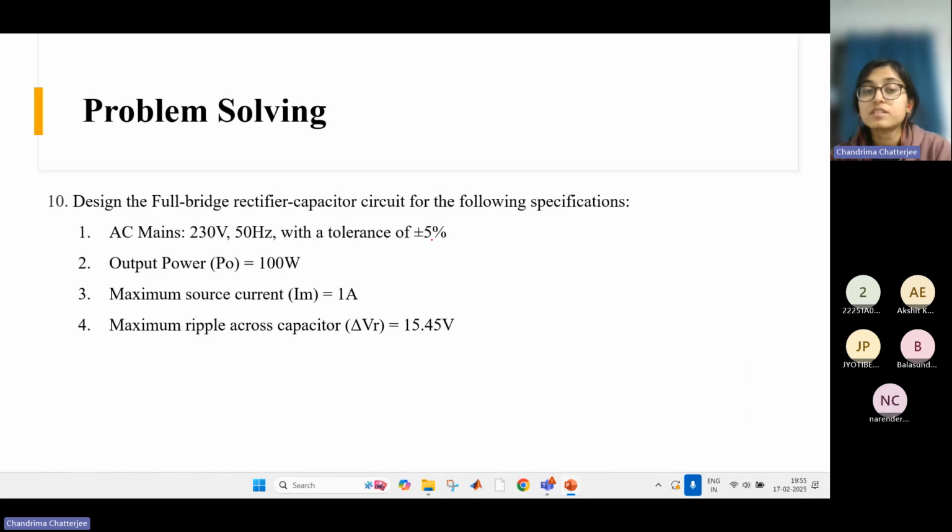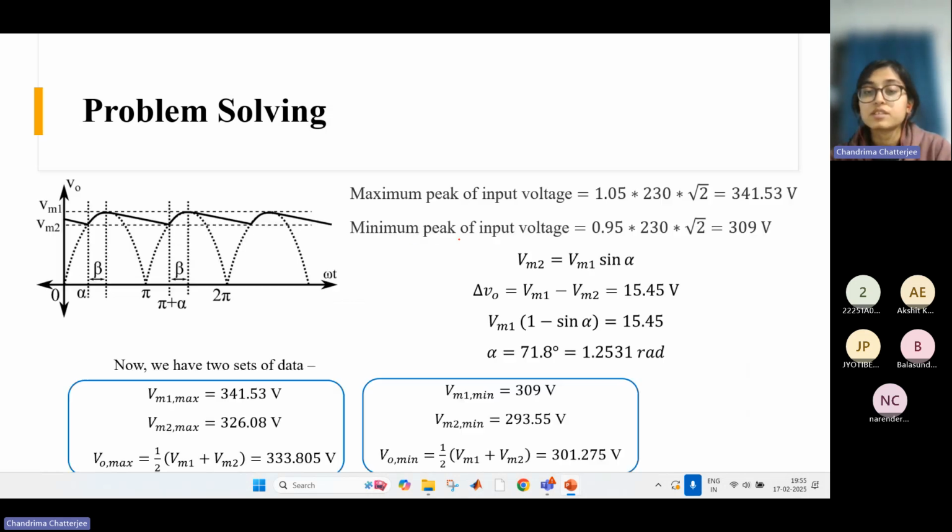So they have given this tolerance of plus minus 5%. So for the peak of the input voltage, we have a maximum peak, that is 1.05 times 230 root 2. We have a minimum peak that comes out to be 309. This is due to the tolerance. This is 1.05 and this is 0.95. This is the higher end, this is the lower end. So the grid voltage peak can vary between these 2 points. It can sometimes take a value of 341 also. It can take 309 also. It can also take a value in between these 2 points. Okay.